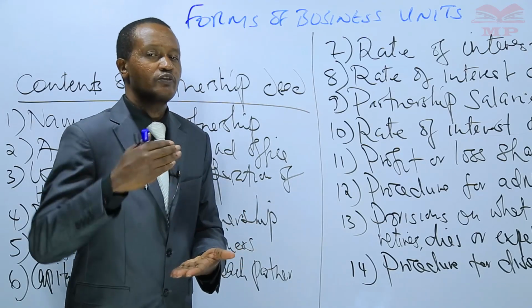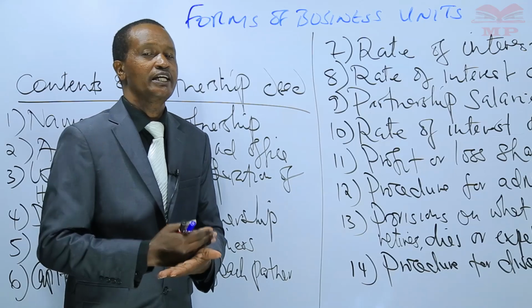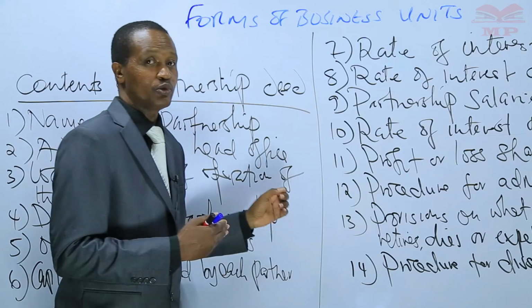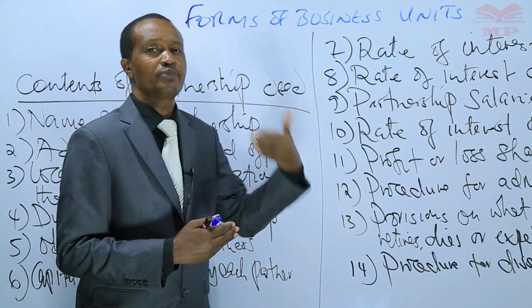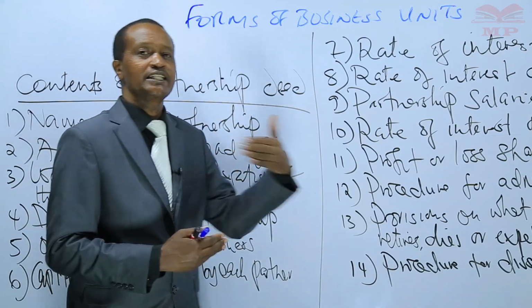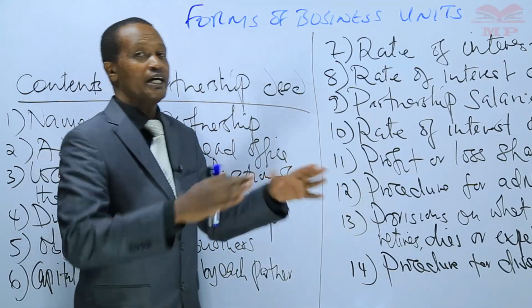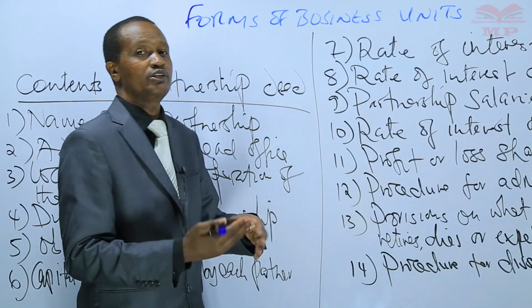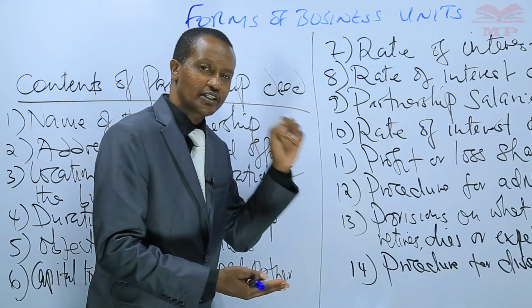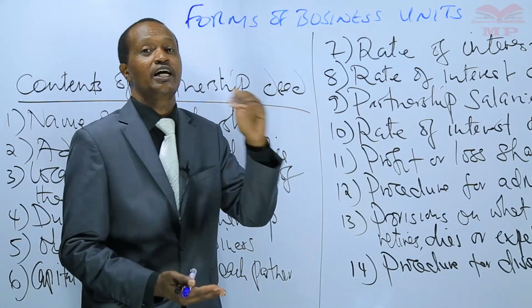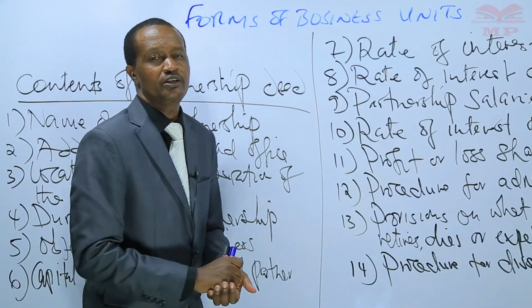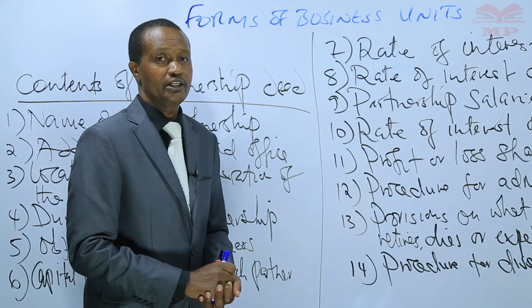the provisions of the Partnership Act relating to the partnership agreement, and more specifically, where the partnership agreement is ambiguous or is not in existence, because there are some partners who don't either orally come up with a partnership agreement, or they don't have a partnership deed, the one that is written. So if there is such a partnership where there is no oral or written agreement between the partners, what does the law say? That will be the focus of our discussion in our next lesson.